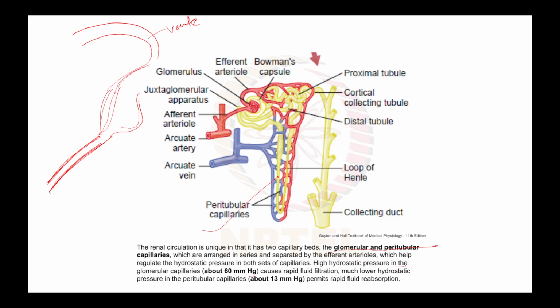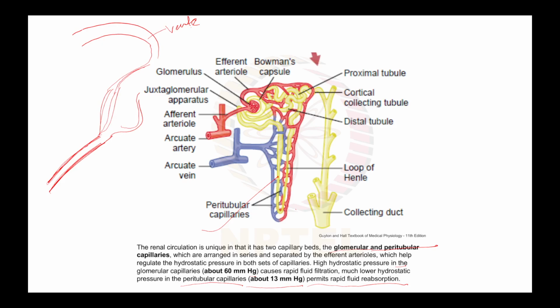Okay, and much lower hydrostatic pressure is there in the peritubular capillaries. As it travels from here to here, in the peritubular capillaries the pressure drops to 13 mmHg, which permits rapid fluid reabsorption. So the dynamic pressure is a very interesting part of the nephrons. Here the pressure is very high, which helps the capillaries to do the filtration of the blood, and as it leaves the Bowman's capsule, the pressure drops to 13 mmHg, which helps in the reabsorption of the lost material.